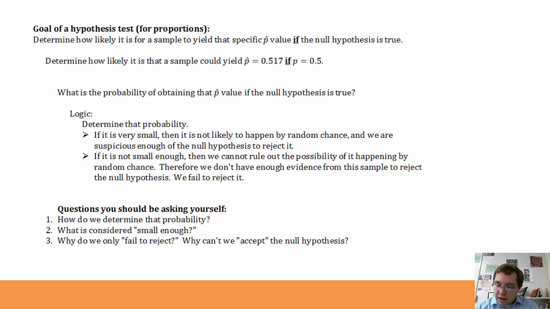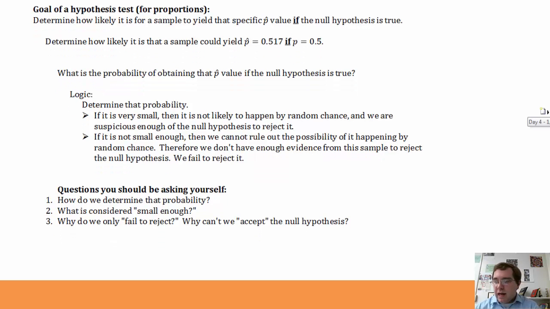So here's the goal of a hypothesis test, where specifically here we're looking at a hypothesis test for proportions. Our goal is to determine how likely it is for a sample to yield that specific p-hat value, that specific proportion, if the Null Hypothesis is true. So if boys and girls are the same, how likely is it to get, by random chance, a p-hat of 51.7%? Because that could happen by random chance, by sampling variability. So what is the probability then? If we're talking about how likely something is, we're talking about probability. What is the probability of obtaining that p-hat value if the Null Hypothesis is true?